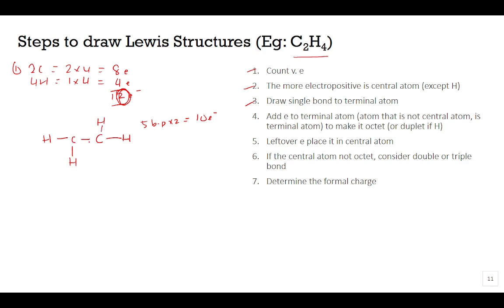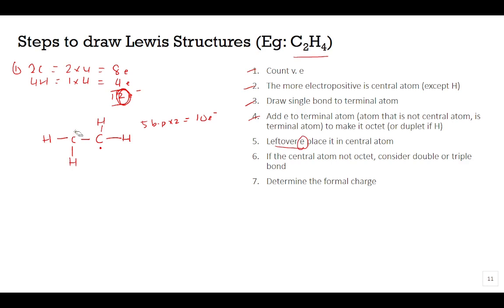So you can put it at either of these carbons. Maybe you want to put it like this, right? Do not put it like this because it's still not octet. This carbon: 1, 2, 3, 4, 5, 6, 7. This carbon is still not octet. What we are looking for is octet. So in step 4, we don't put it on a terminal atom. The leftover electrons, we place at the central atom.